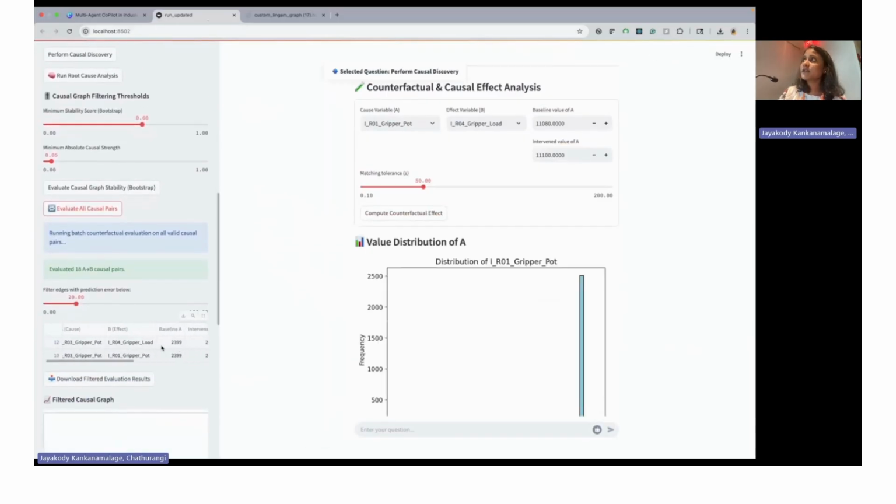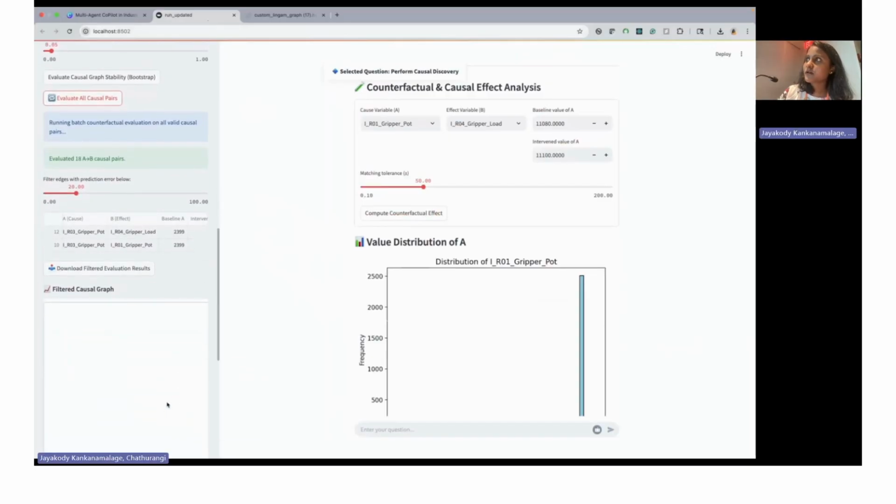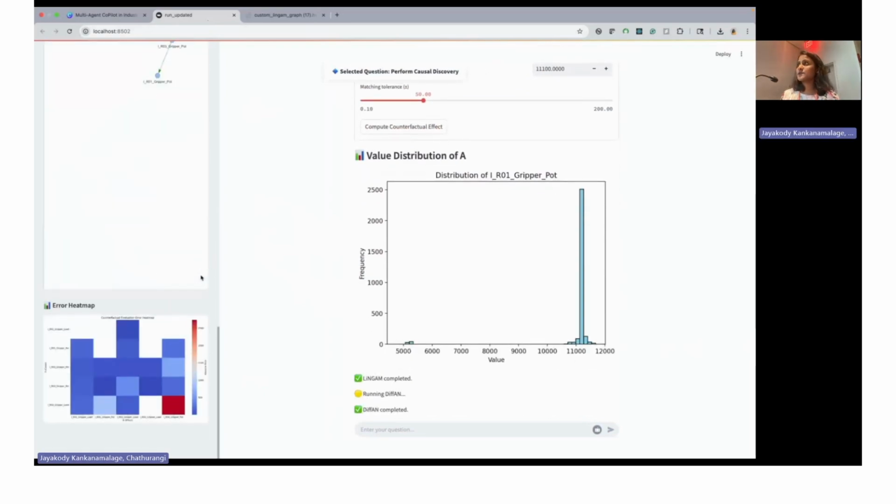So here it gave only two relations as stable based on the parameters I set, and then it is giving the effect and the error also. It is interactive and visually appealing, because here it marks the correct edges in green color, so pretty cool. And you get the heat map distribution also, and it is very explainable, and it gives reasons why it is saying this is a true causal edge or not. So yeah, that is the causal lens demo.